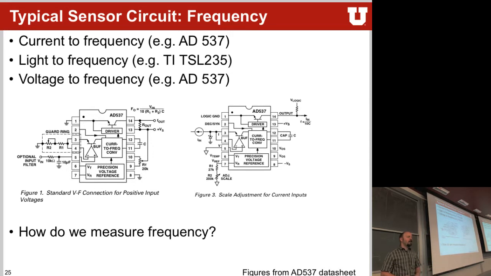Another way of measuring sensors is using frequencies. And there are lots of sensors out there that can actually get one kind of quantity and make it into a frequency. So there are sensors that can do current to frequency conversion. There are sensors that can do light to frequency conversion. Or there are sensors that do voltage to frequency conversion. So sometimes you don't even need an ADC. You just pop on an 8537, and there we go.